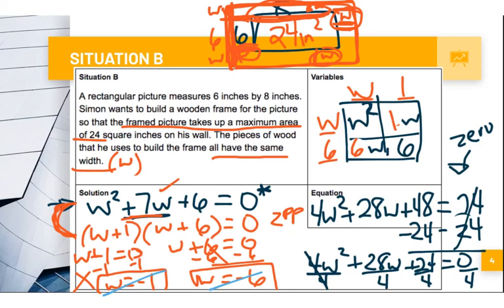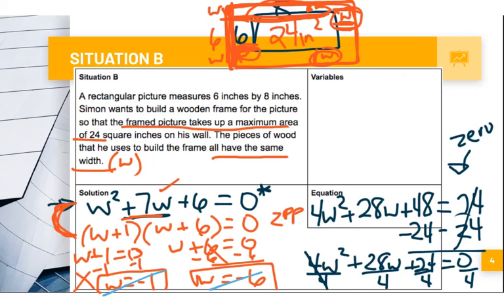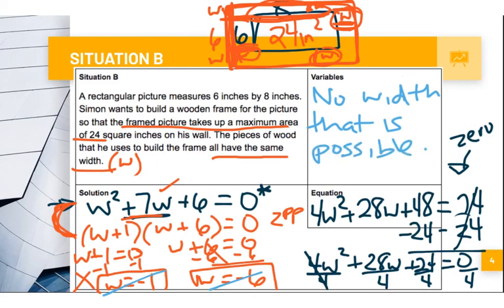So in this problem, there is actually no width that is possible, right? They're both negatives. And if you think about it, the original rectangle, the black rectangle, 6 times 8 is actually 48. So there's no way that you could make it bigger by putting a frame on it and have the maximum area be 24, right? You'd have to actually subtract from it.